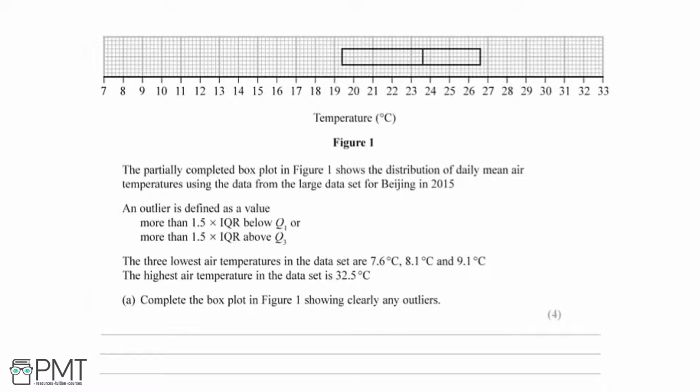And part A says we need to complete the box plot in Figure 1 showing clearly any outliers. And this is for 4 marks. So look up at Figure 1, we can see we've got a partially completed box plot. And from that I'm going to look and try and extract any data that we need but don't already have.